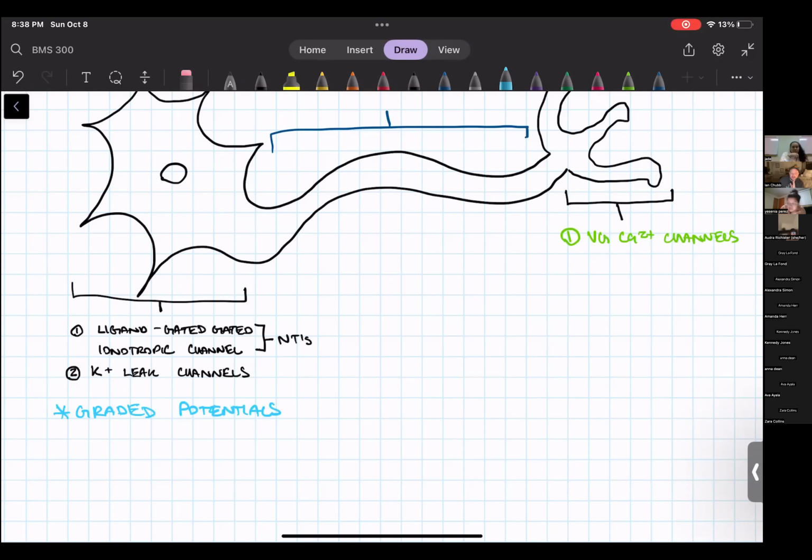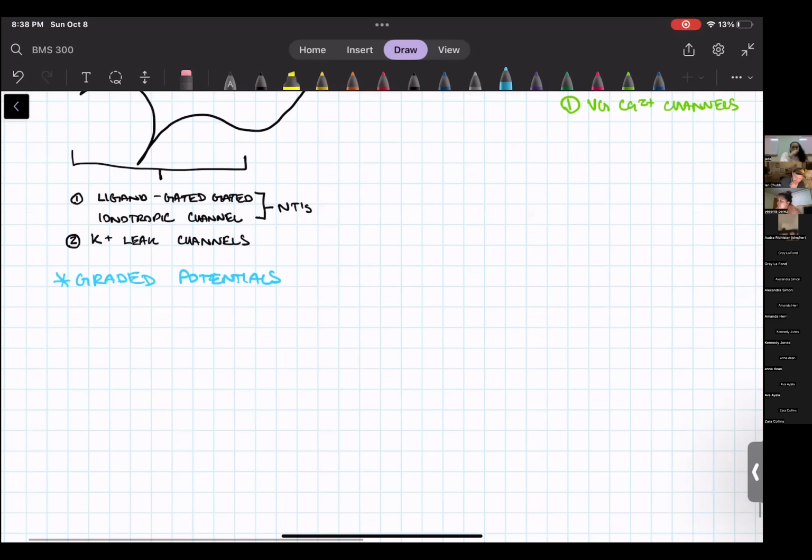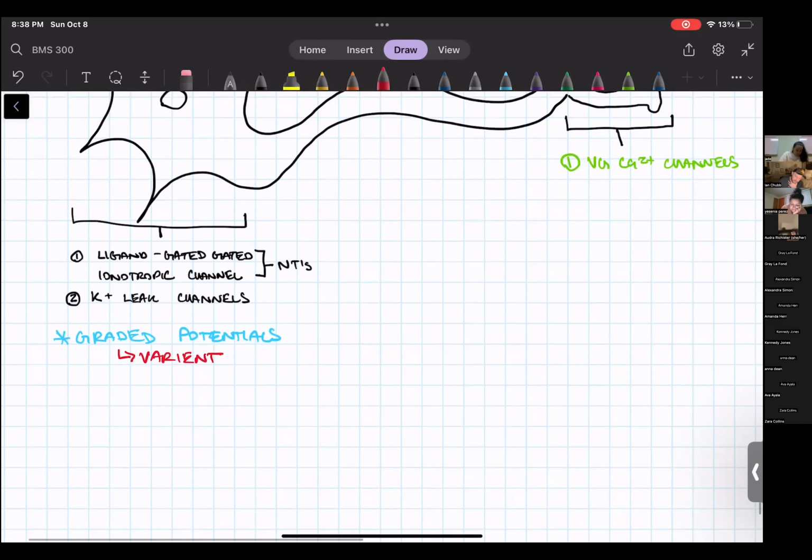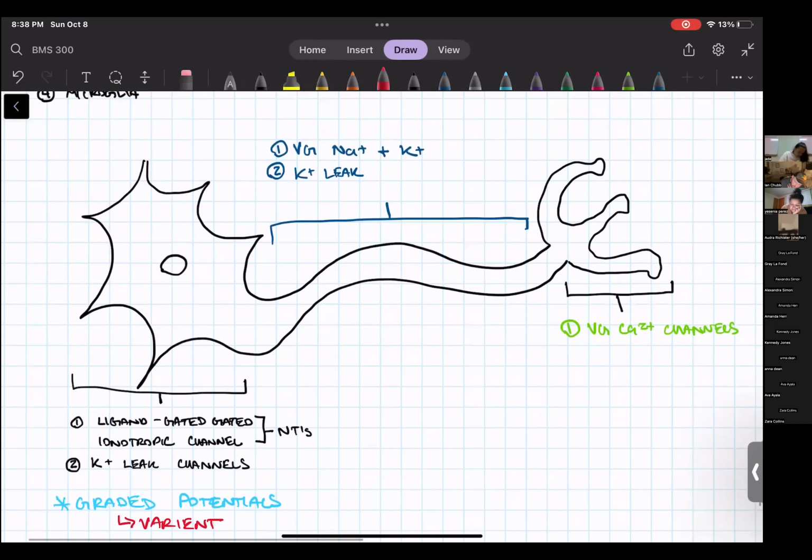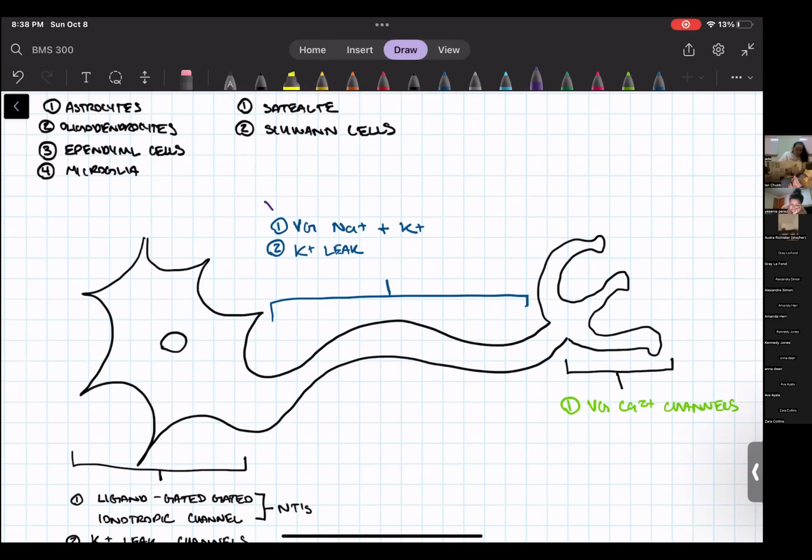Yep. So graded potentials are always in the input region. They can be variant, meaning they can change. You could have a bunch of excitatory postsynaptic potentials that cause it to go up and be depolarized, or they can be hyperpolarizing. They can move faster or slower, depending on summation and where the signals are coming in, temporally or spatially. Now on the axon part, we should all know it's just an action potential.